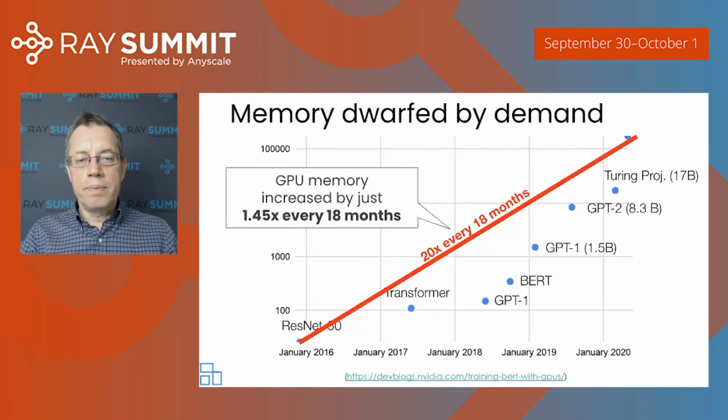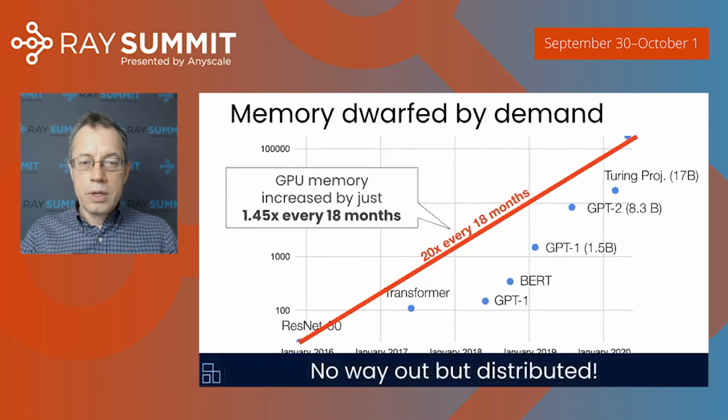And this is true for memory as well. Over the past 4 years, the GPU memory has increased about 1.5 times every 18 months, while the model size, again, has increased 20 times over the same time period. And unlike processing, we cannot do much about memory in the way of specialization, as we still need a couple of transistors to store a single bit of information. Thus, to support these machine learning workloads, there is no other way than distributing these workloads.